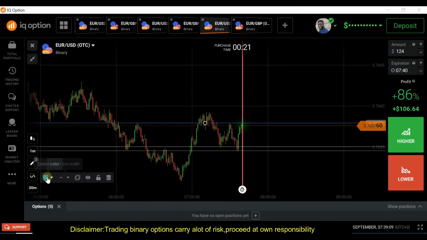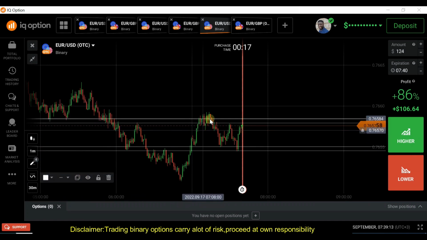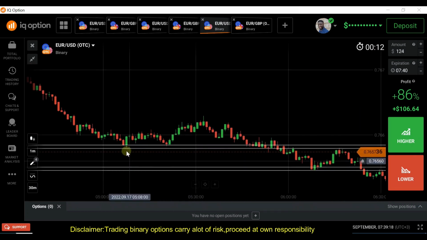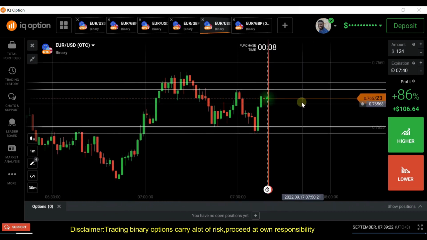So we have an area here. These are support and resistance level that we can use. So on the left, you can see it acted as a support. It was broken, acted as a resistance.